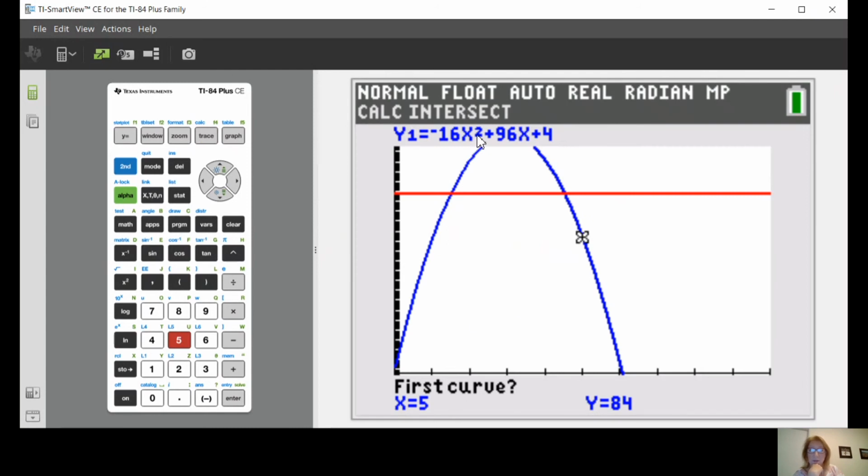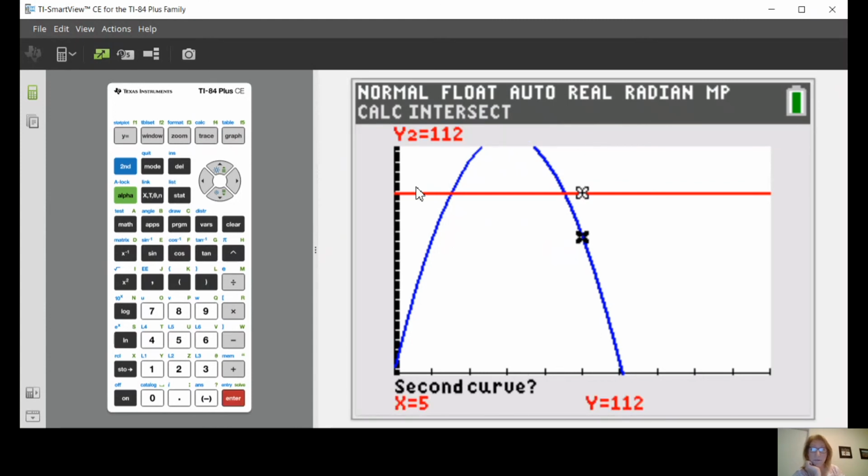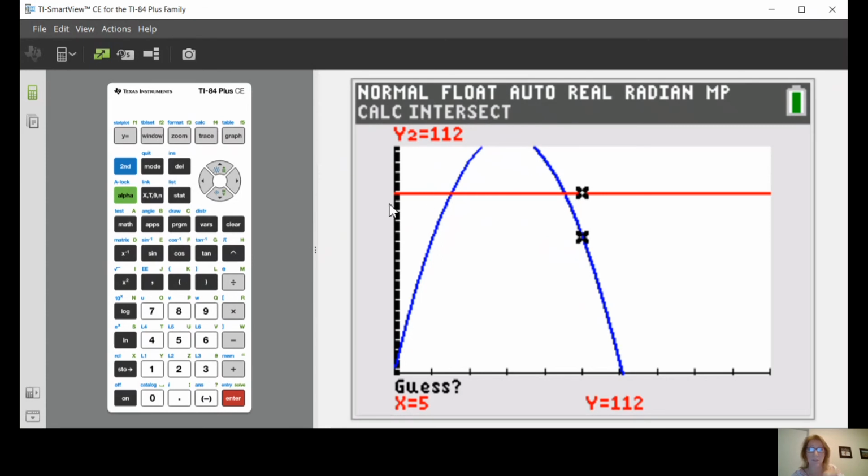And it's asking me a series of questions. Look at the top of the screen. Is the first curve y1? Because you could have a whole bunch of things graphed here. So I'm just going to hit enter for yes. Is the second curve the red one? Y2, yes. Now it wants us to do a guess because we do have 2 points.